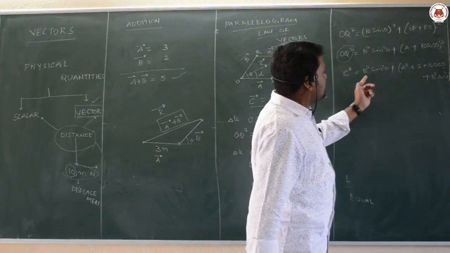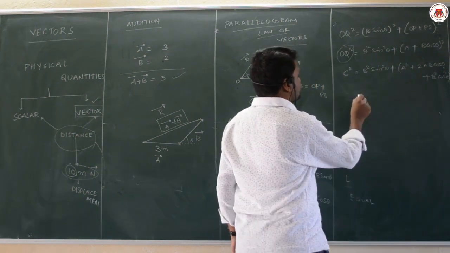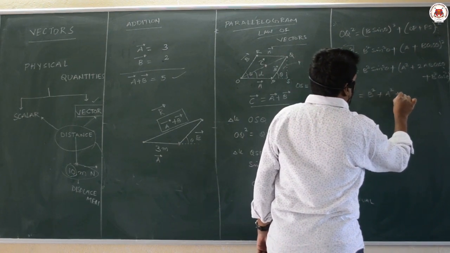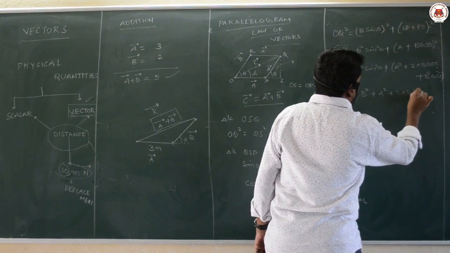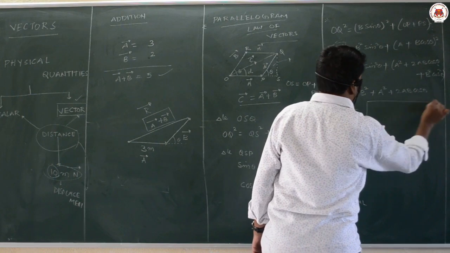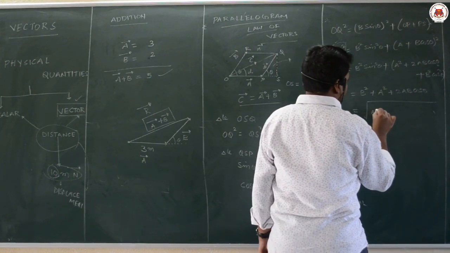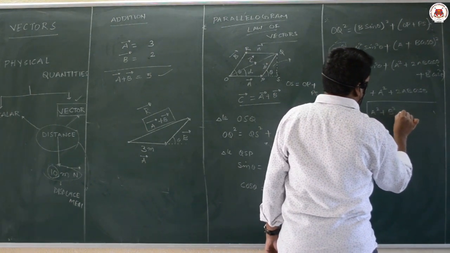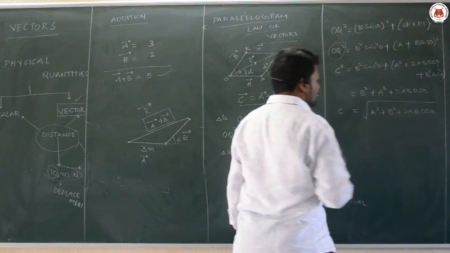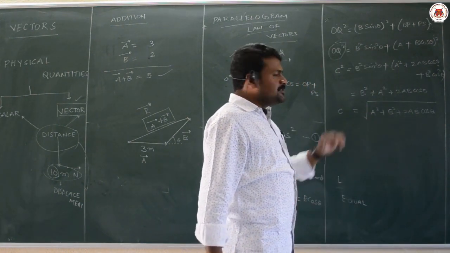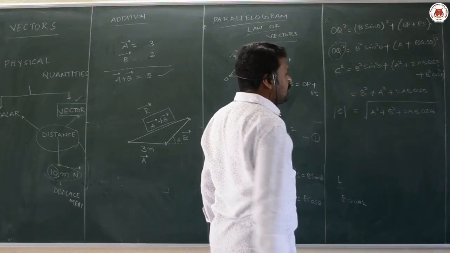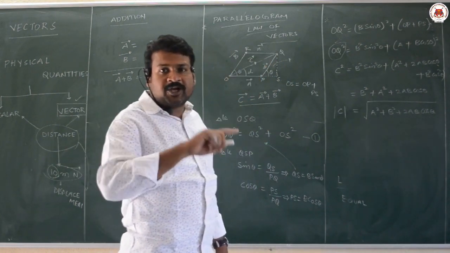Now B square sin square theta plus B square cos square theta is B square, plus A square plus 2AB cos theta. Or this you can remember as C is equal to root of A square plus B square plus 2AB cos theta. So this is the formula for the magnitude. Suppose A is 2, B is 3, angle between them is 90, you can find it. So this is the magnitude of the vector. So we are getting one formula for how to add two vectors.